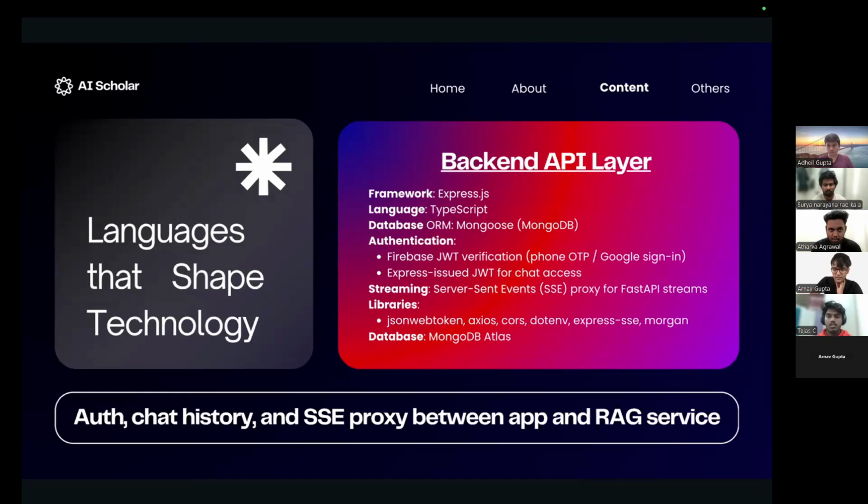For real-time communication, especially when we fetch responses from our FastAPI-based RAG service, we use server-sent events, SSE. Express acts as a proxy, so the app receives continuous streaming responses smoothly. We also use common libraries like JSON Web Token for handling tokens, Axios for API calls, CORS for cross-origin support, dotenv for environment variables, Express SSE for streaming, and Morgan for logging. So in short, this backend tech stack ensures secure authentication, real-time streaming, and a scalable database, which is all essential for a smooth user experience.